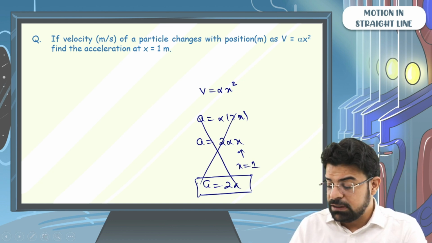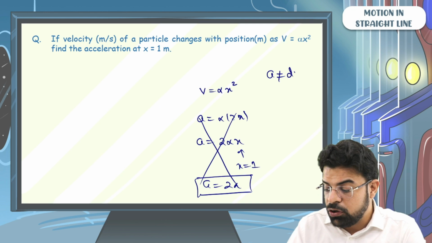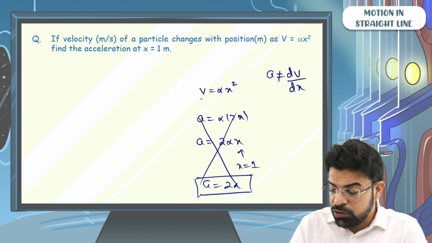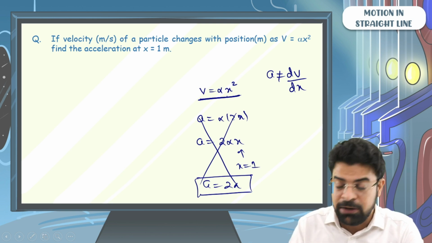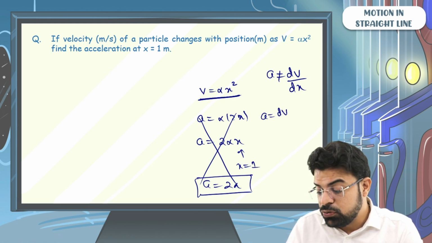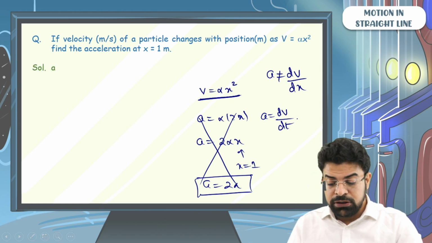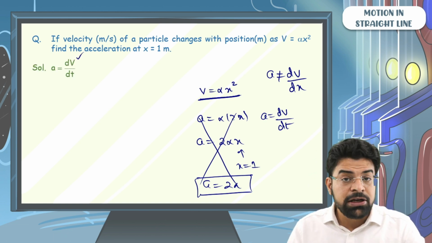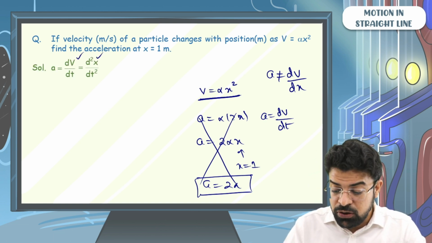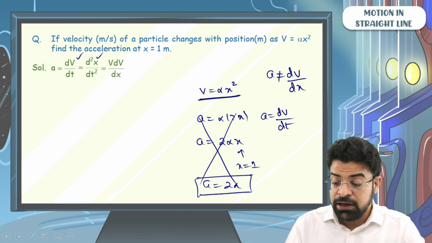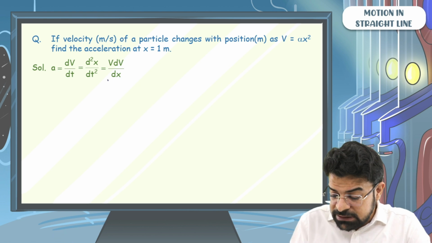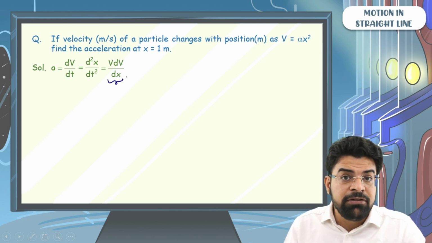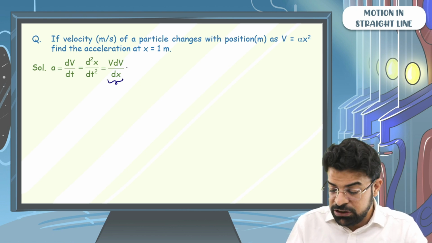Beta, you need to understand acceleration is not equal to dv by dx. Here you are differentiating v with respect to x. Acceleration is not equal to dv by dx. Acceleration equals dv by dt. We know that acceleration equals dv by dt or d square x upon dt square, or it can be written as v dv by dx. So as acceleration can be written as v dv by dx, we can find acceleration using this.